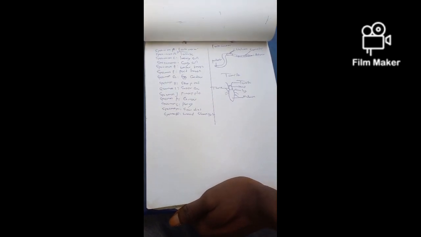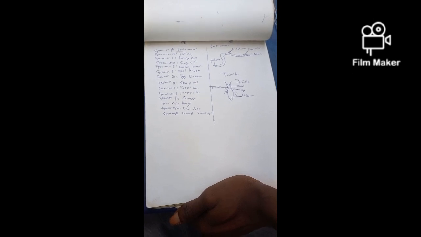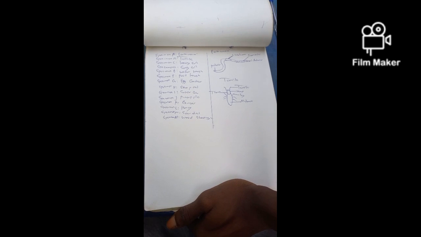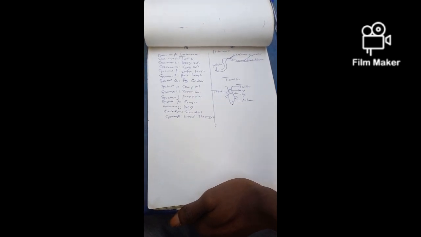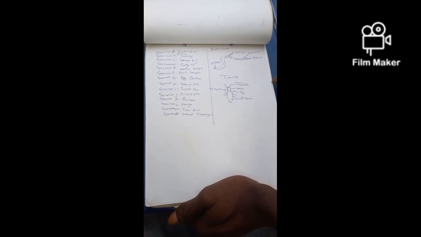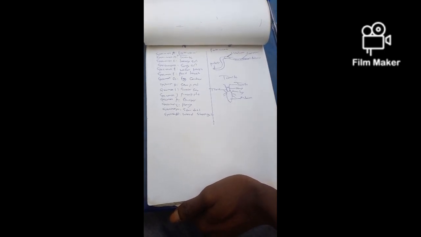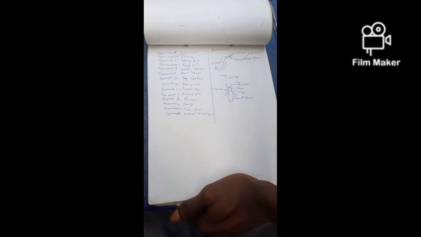Looking at this now, I didn't draw all the diagrams because the other diagrams are complicated, and some don't even have a diagram. These are the ones that have diagrams, the earthworm and the termite. This is the one I put here for the sake of convenience. So let's go. Specimen A we have earthworm.